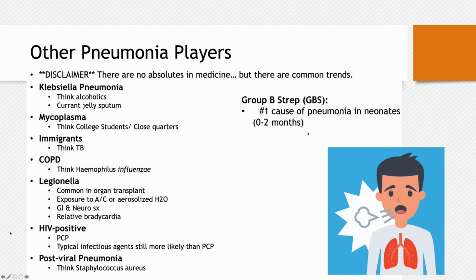And last but not least, group B strep is the number one cause of neonatal pneumonia. It says 0 to 2 months, but it's usually a month or less, usually several weeks. So babies that get pneumonia tend to get group B strep, and they get it from their mother. That's why we test for group B strep late in the pregnancy, and if we don't know the mother's GBS status, then we tend to give antibiotics at birth.